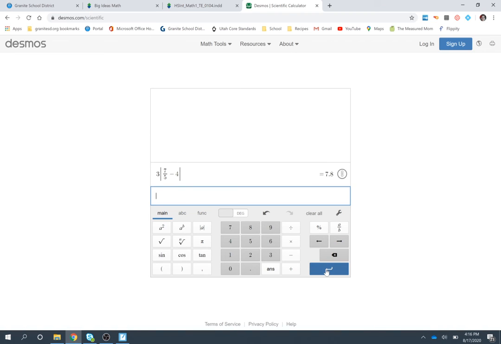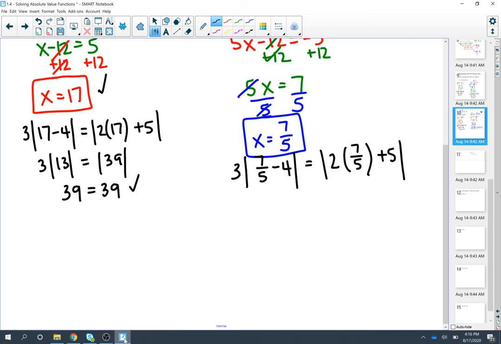Enter 7.8. Now I'm going to type in the right side of my equation. So the absolute value of 2 times 7 divided by 5. And then my side arrow key, plus 5. Hit enter, also 7.8. If we wanted those answers as fractions, you could just turn them into fractions, 39/5. But what that's telling me is the left side of the equation does equal the right side of the equation. So check, and our solution is good.